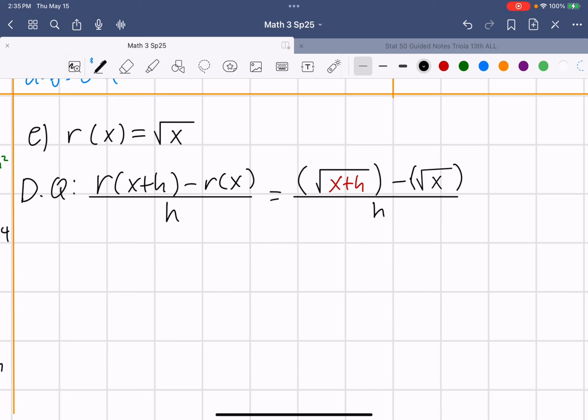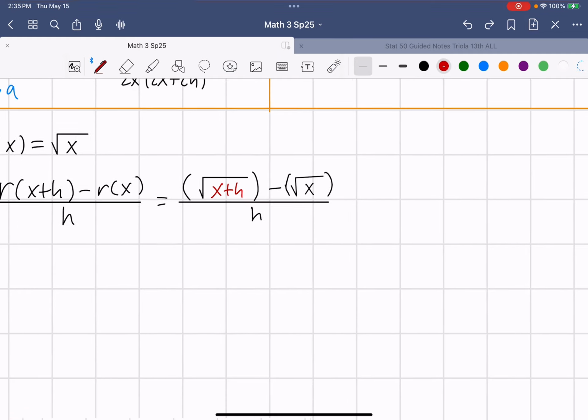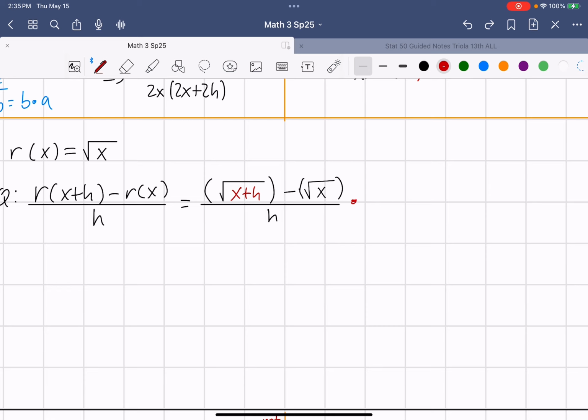Now, the question is, what do we do from here? There's no obvious idea of how to simplify this further, but we just talked about what you can do when you have two terms. Again, the goal of these difference quotients is to try to simplify this h. Well, there's an h in here. We can try to get that h out of that, and we're going to do that by multiplying by the conjugate.